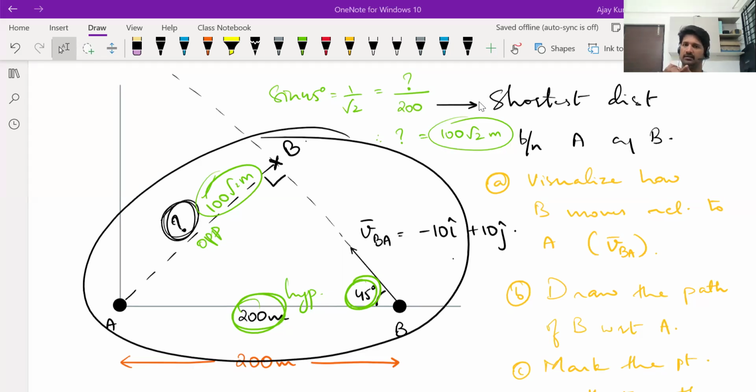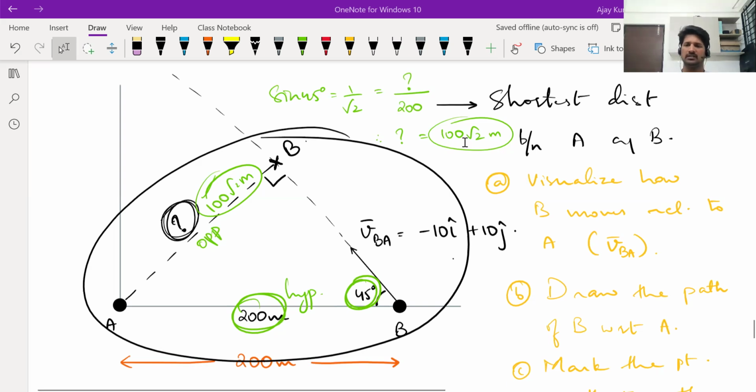We calculated the relative velocity. Using relative velocity, we drew the path that it would follow as seen by A. Okay, we drew the path that B would follow as seen by A. And along that path, we identified the position where B is nearest to A, and then we used trigonometry to calculate that distance.